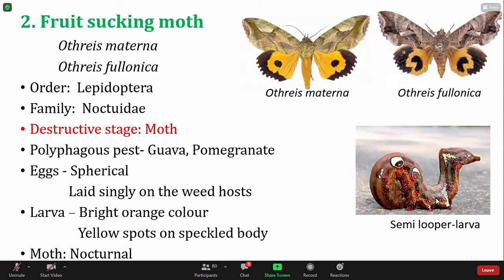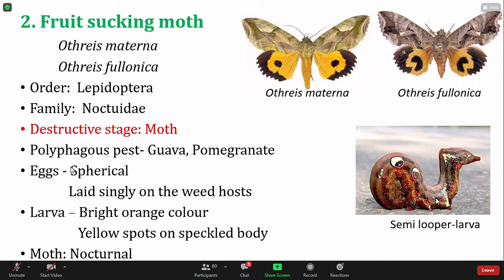Right, good. So it's the order Lepidoptera and the family Noctuidae. Early the destructive stage is larva, but here the moth is the destructive one. It's a polyphagous pest, on guava and pomegranate. I will not teach you in the guava and pomegranate section, so you have to write it again, right?